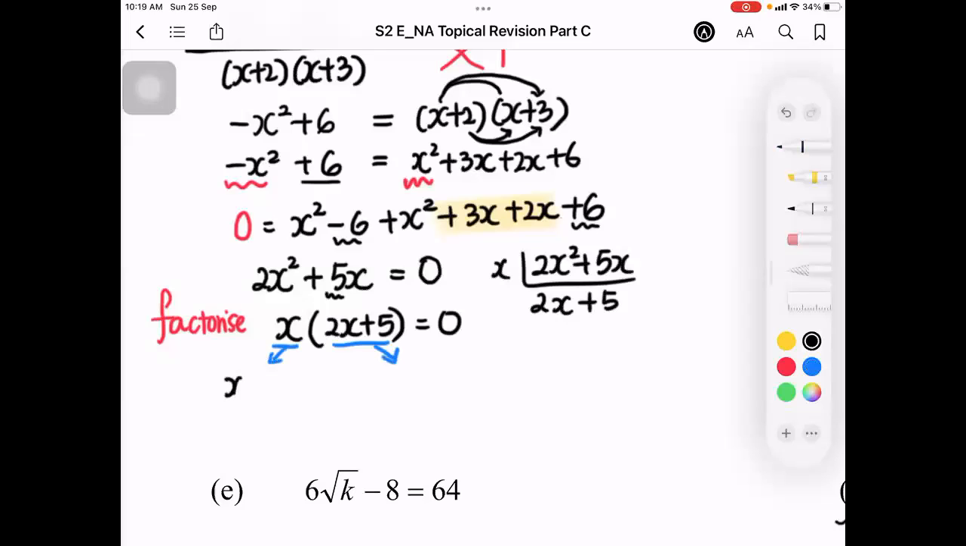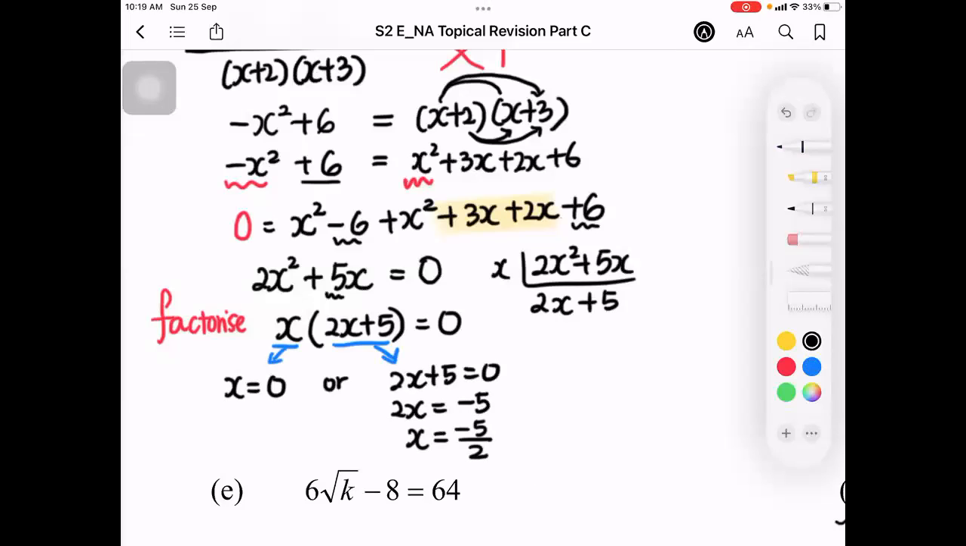X equals 0. Correct. Then the second answer: 2x plus 5 equals 0. Very good. So 2x equals negative 5, and x equals negative 5 over 2. Okay, very good. You're still awake.